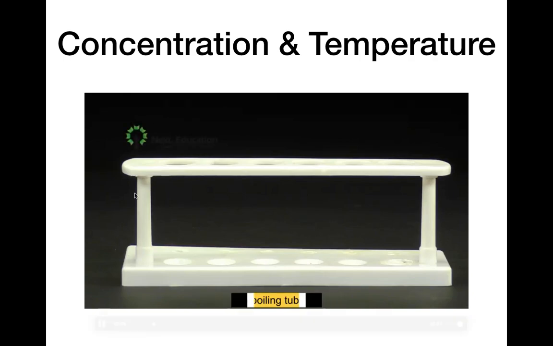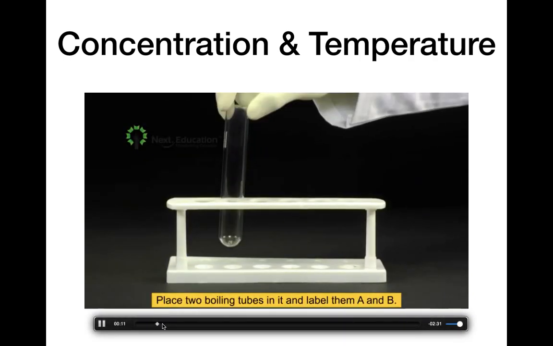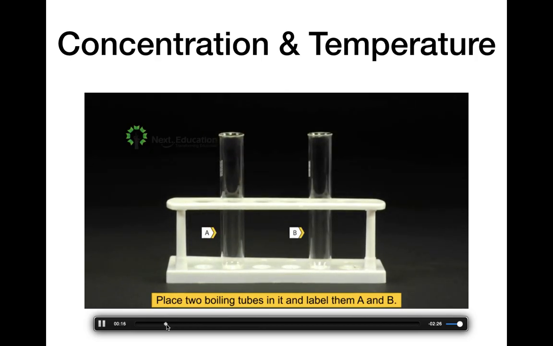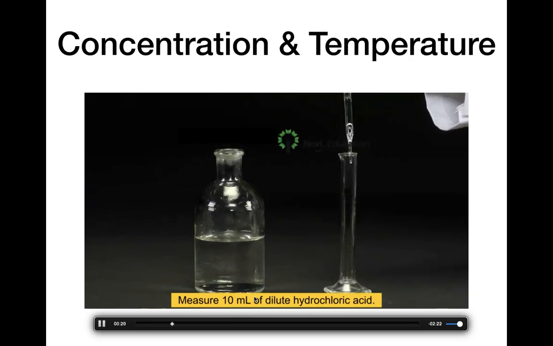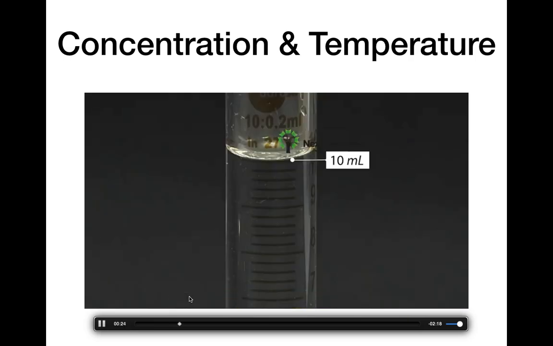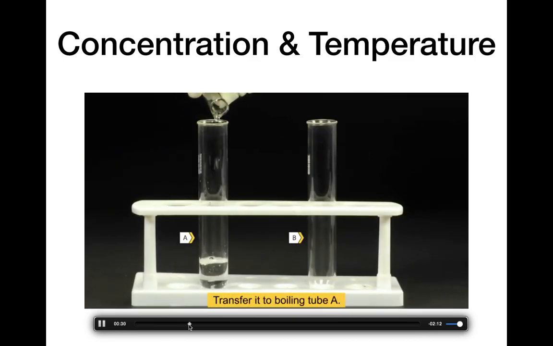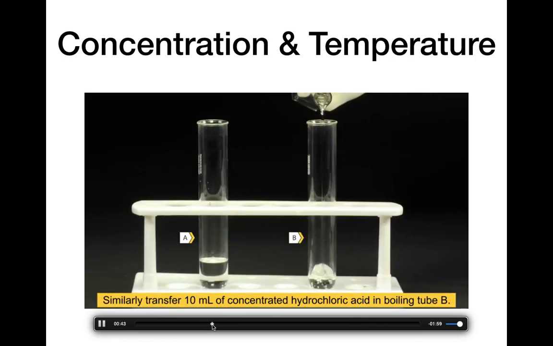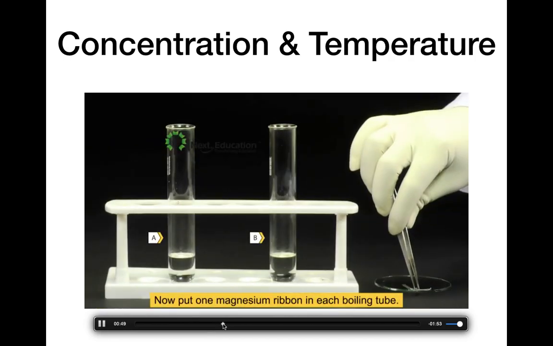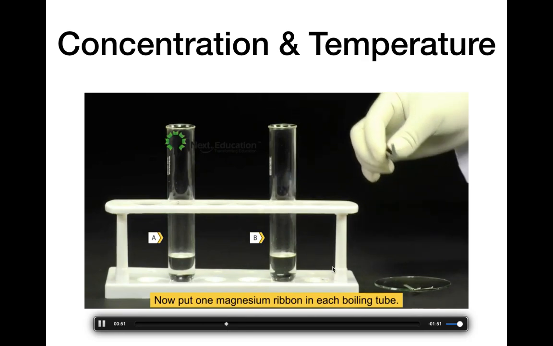So we have a test tube rack. I'm going to fast forward this. And we have 2 reactants. We have dilute hydrochloric acid, 10 mL, so 10 mL is a constant volume, going into one test tube. They're calling them boiling tubes. And then we have concentrated HCl in the second one, also 10 mL, so the same volume. And then to each of them, we're going to add magnesium ribbon again.